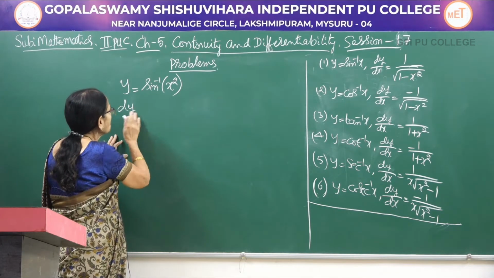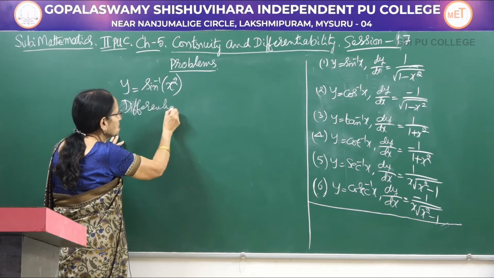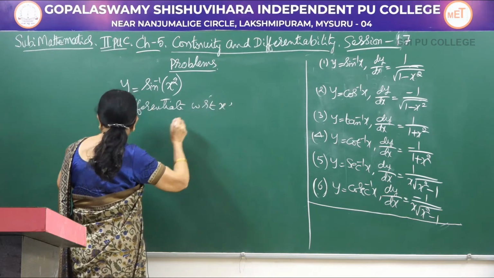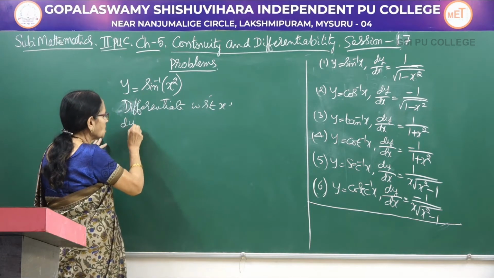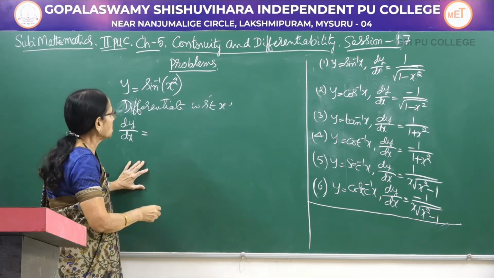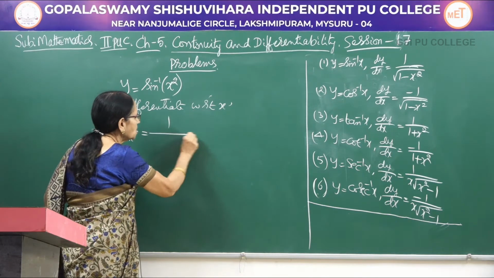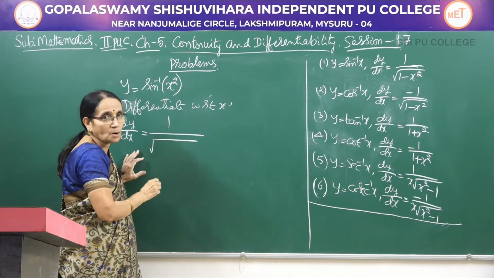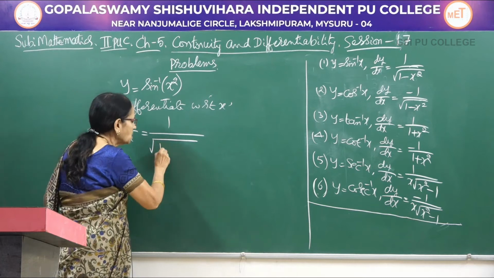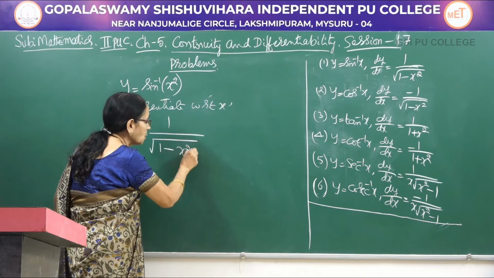First we will write differentiate with respect to x. Therefore, dy by dx would be equal to sine inverse of x square, that is 1 divided by square root of 1 minus x square. 1 minus, what you have in the place of x square? X, it is x square.